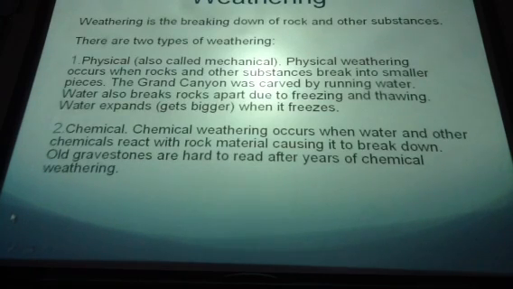The second type of weathering is chemical weathering. Chemical weathering occurs when water and other chemicals react with rock material, causing it to break down. A lot of times acids dissolve in water and the water becomes slightly acidic, which increases the chemical reaction. Old gravestones are hard to read after years of chemical weathering.